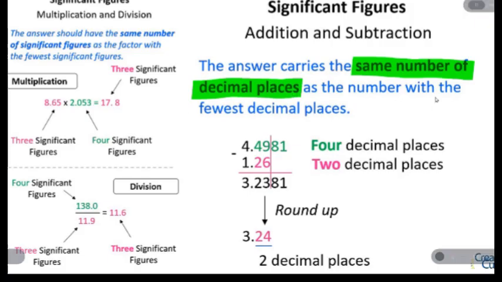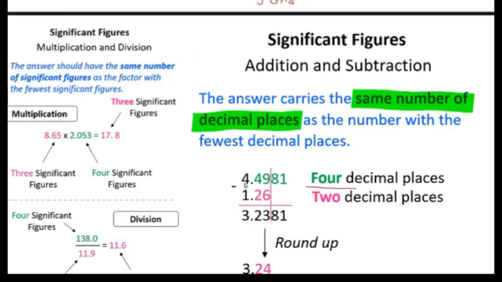So what does this mean? If you look at the two values, 4.4981 and the next one, which is 1.26, both of them have different numbers of decimal places. The first one has 4 decimal places, and the second has only 2 decimal places. So subtracting the two, obviously you will get 4 decimal digits, but you will round the answer off. Or you can simply consider the answer with only 2 decimal places when you're doing addition or subtraction. All right. So you have to consider that.